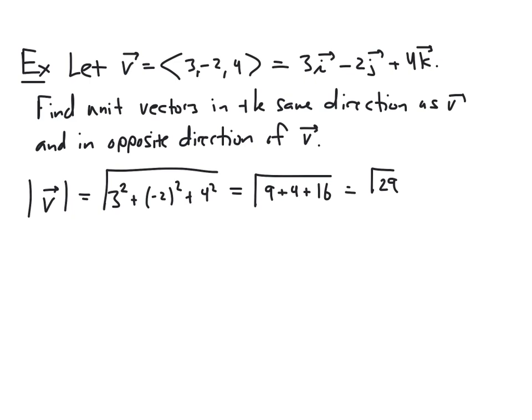Okay. So if this vector has a length of square root of 29, then a unit vector that we could pick, we'll call that u. What we could do is we could scale this vector by 1 over the square root of 29.